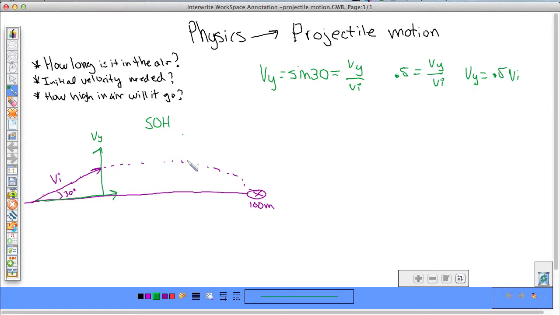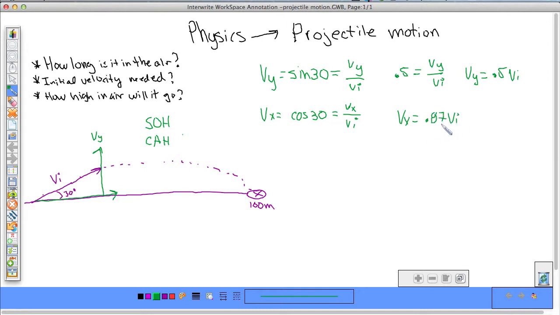Now let's look at my velocity in the x direction. My velocity in the x direction is going to involve the cosine of 30, because I want the adjacent over the hypotenuse. So here's my angle in question, theta. The cosine of 30 is going to equal my velocity in the x direction divided by my initial velocity. So what's that going to equal? The cosine of 30 equals 0.87. So just like I did up here, we can shortcut this. My Vx is going to equal 0.87 times my initial velocity.